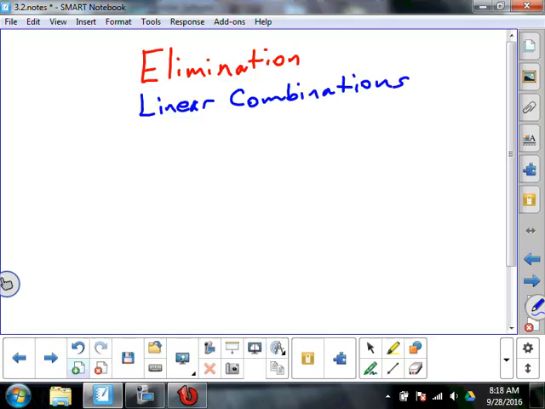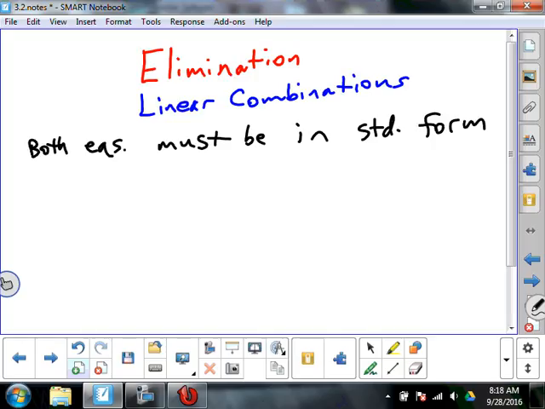So this is kind of a tricky setup. If you thought the setup for substitution was bad, this is even worse. It's not super difficult, but here's where you got to start. Both equations must be, actually they could be in a modified form of this, but I'm going to say they must be. So that's equations. I use a lot of abbreviations. Both equations must be in standard form. Okay.